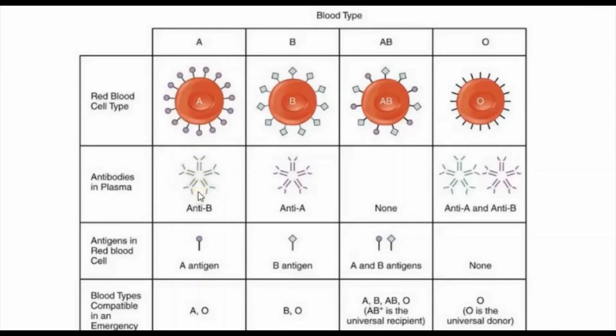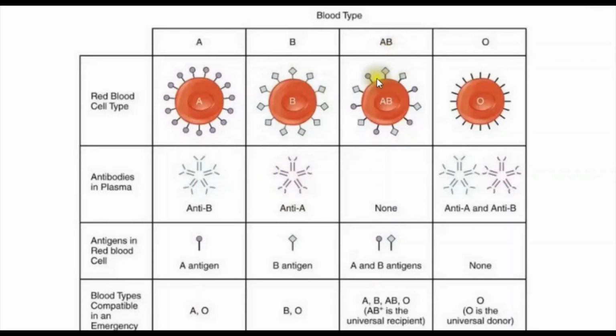Then the second blood type, B group individuals. In B group individuals, antigen B is present on the surface of the RBC. So now you see the difference: this is antigen A, and here antigen B is present on the surface of the RBC. Then in the blood plasma, antibody A is present. Then the third blood group is the AB blood group, AB group individuals.